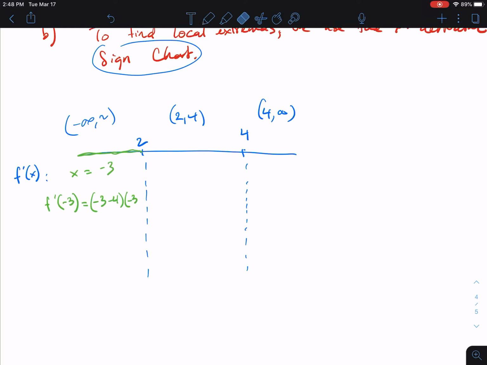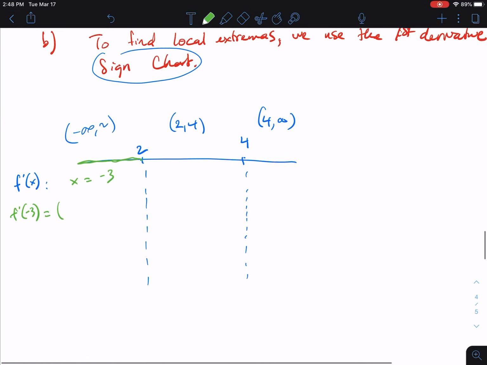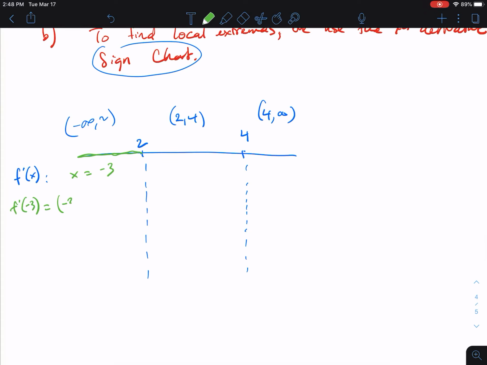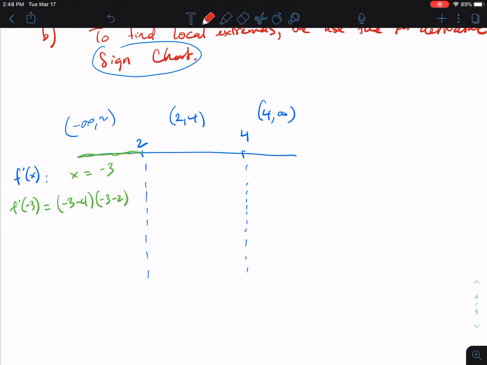Might have to erase this here. So let's try that again. So f prime of -3. We know that x minus 4, x minus 2. So x is -3 minus 4 times x minus 2. So -3 minus 2. We don't really need to calculate what this actual value will be. All we need to do is look at the signs of this number.